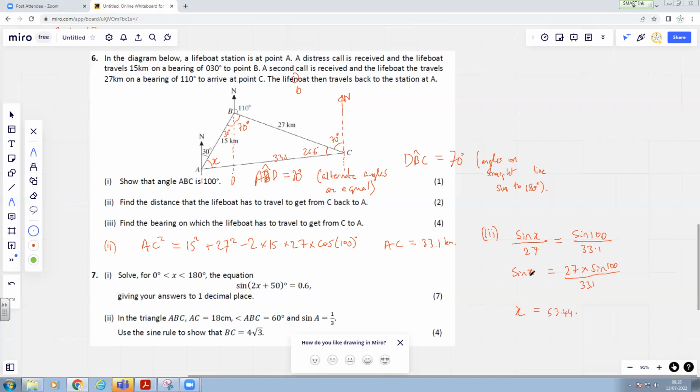So if I just do 360 minus 70 plus 26.6, quite difficult, that one. And that's going to come to 360 minus 96.6. I make it 263.4 or 263.5 they would have accepted. So if you have anything from there to there, that's good. Bear in mind, bearings are always measured from north clockwise. That's the angle you're really finding here.